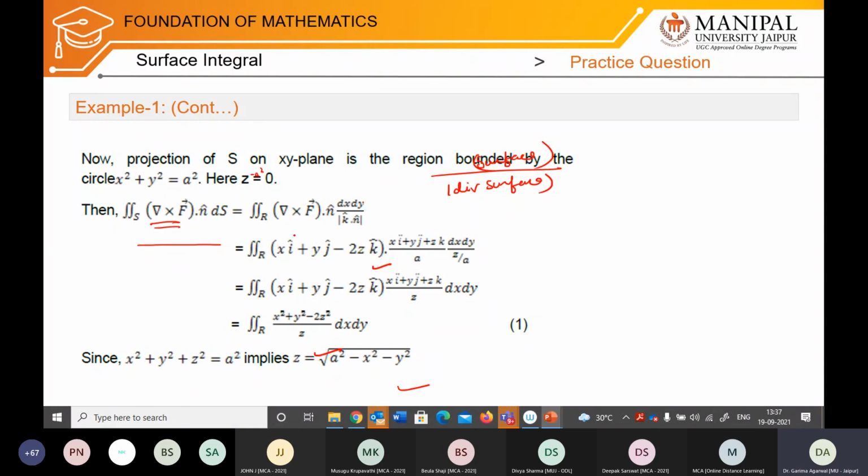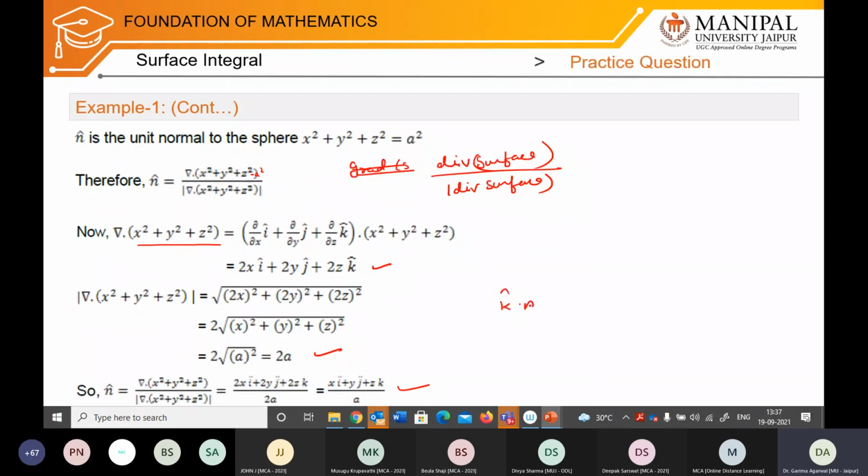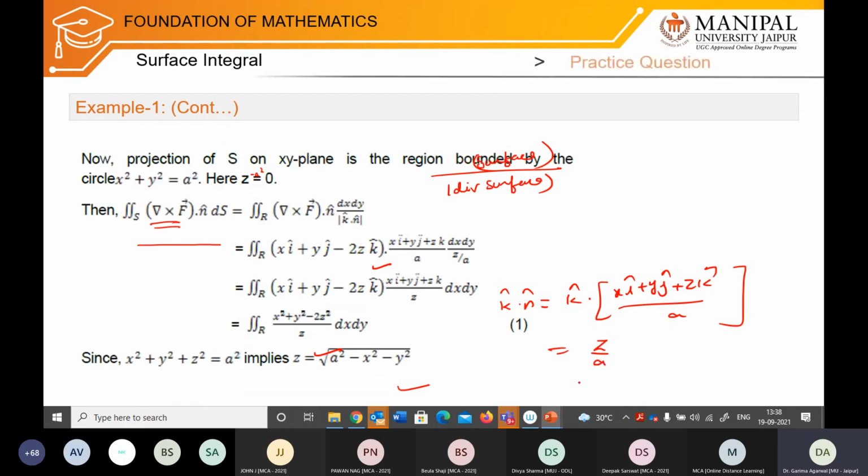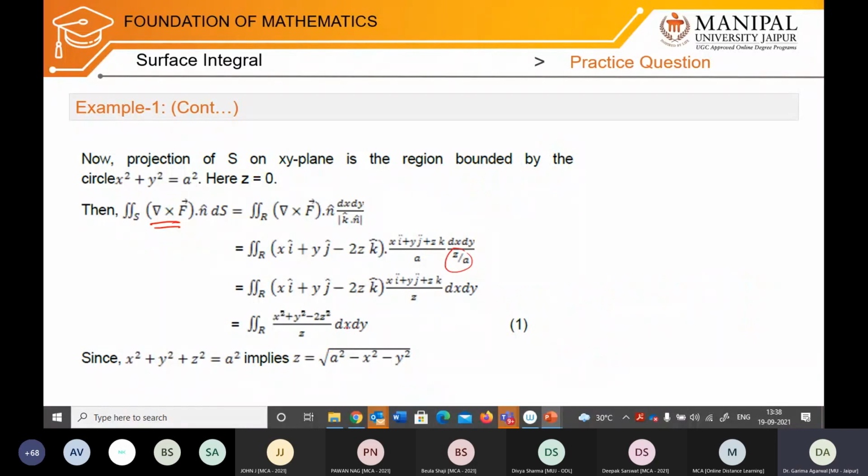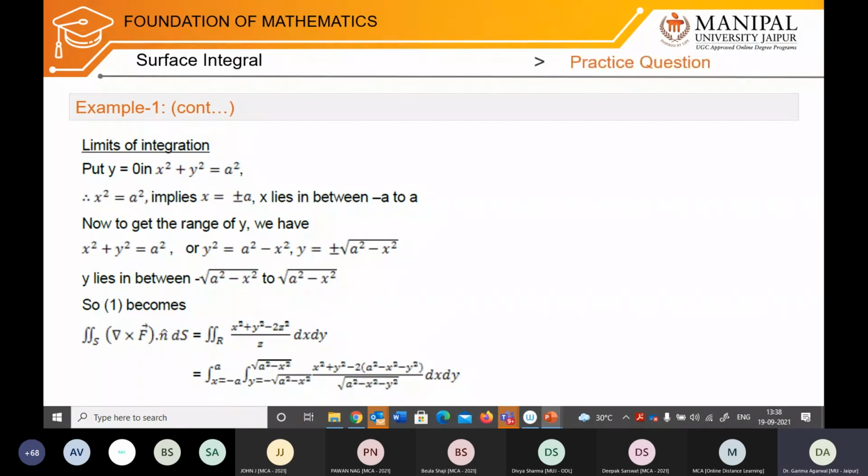So here we substitute the value of curl F, then n cap, dx dy upon k cap dot n cap. If I find the k cap dot n cap, n cap is (x i cap plus y j cap plus z k cap) by a, right? K cap dot k cap is 1, that means z by a. So this one is k cap dot n cap. Clear? So now we need to find the limit.